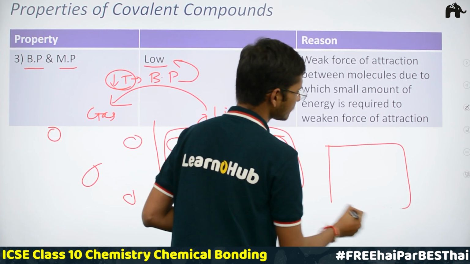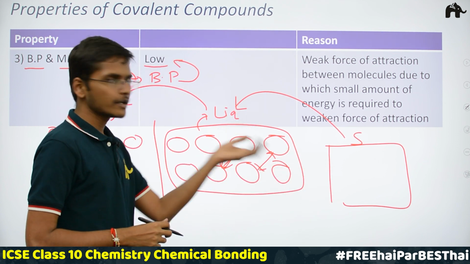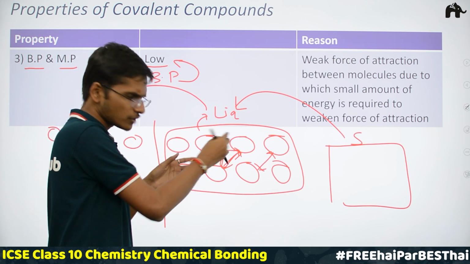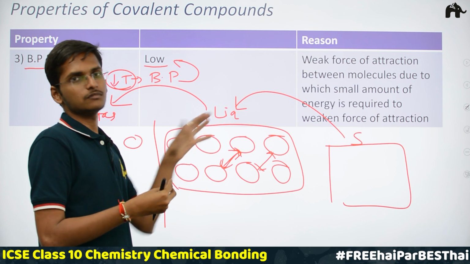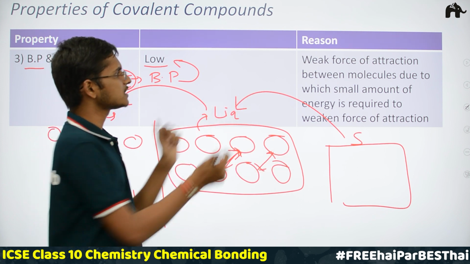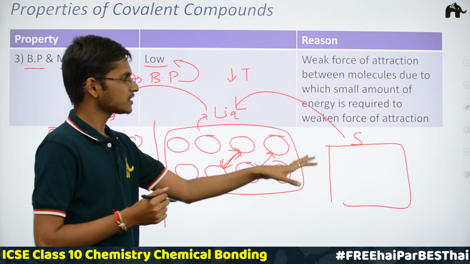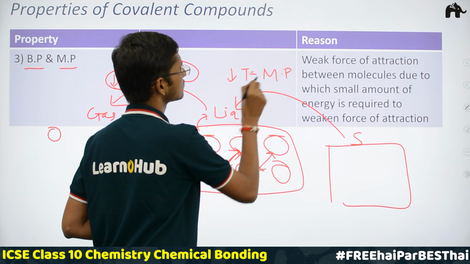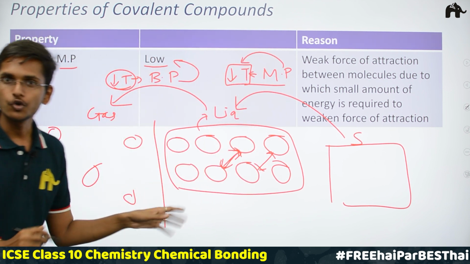From solid state to liquid state, when the covalent compound is converted, very little energy is required because these forces of attraction are weak enough. So in order to weaken them, less energy is required. Less energy means we are heating at a lesser temperature. Now the temperature at which the substance changes from solid to liquid is the melting point, and this temperature is low enough, so therefore melting points are low.